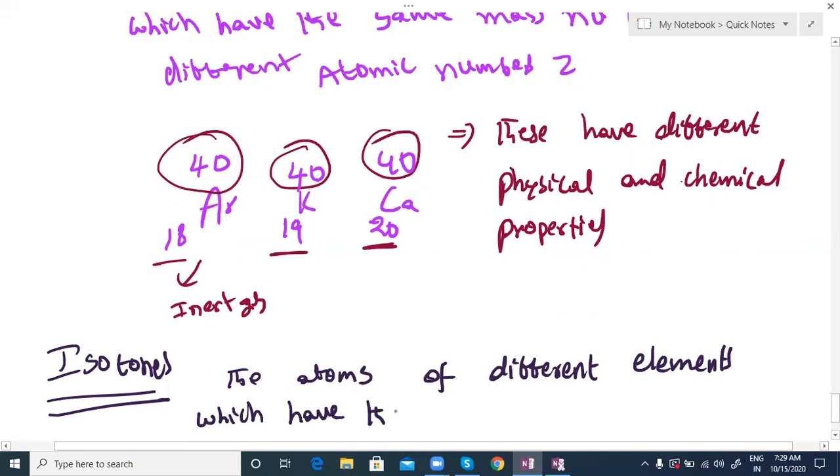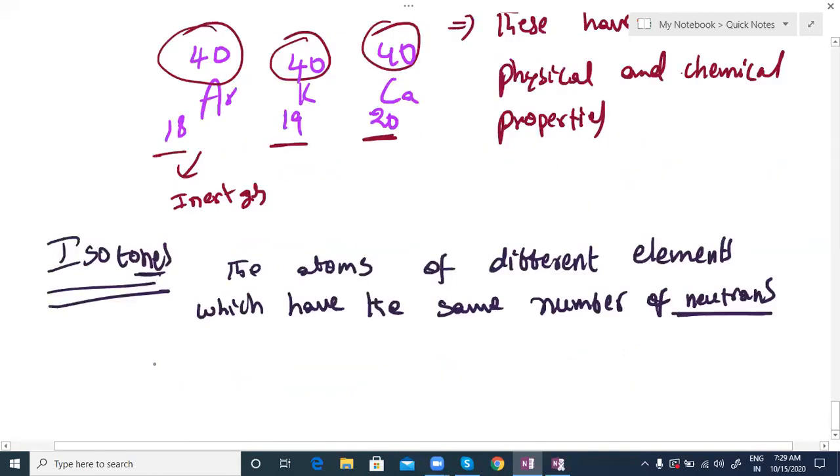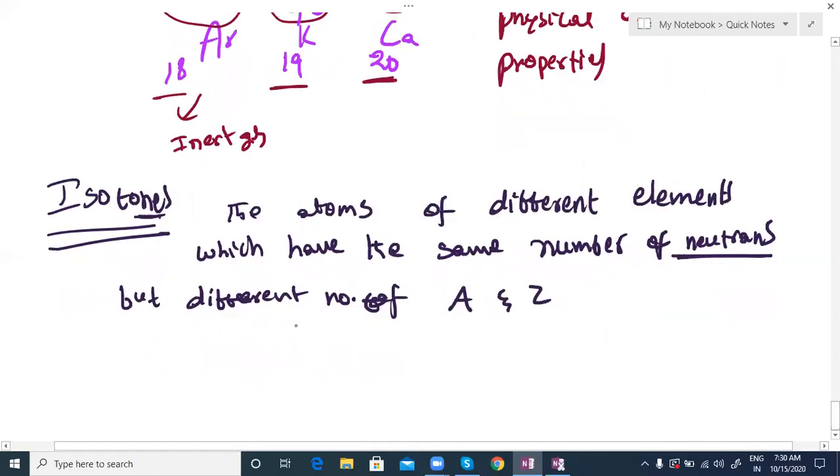Isotone, tone, you can keep neutrons. So same number of neutrons, but different mass number and atomic number, A and Z values. So we can write some examples here.